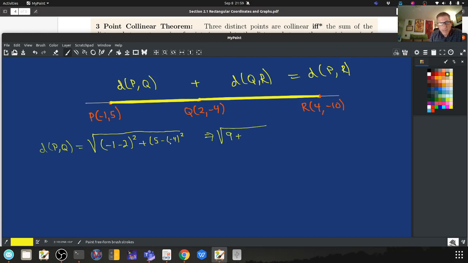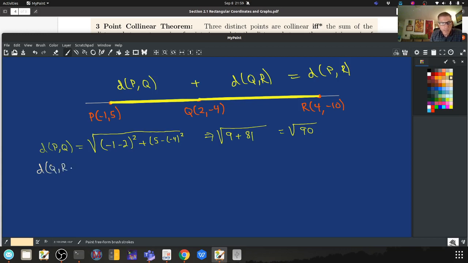And 5 minus a minus 4 is the same as 5 plus 4, which is 9. And 9 squared is 81. So that's equal to the square root of 90. So now let's do another one. Change color. Let's do the distance between Q and R.